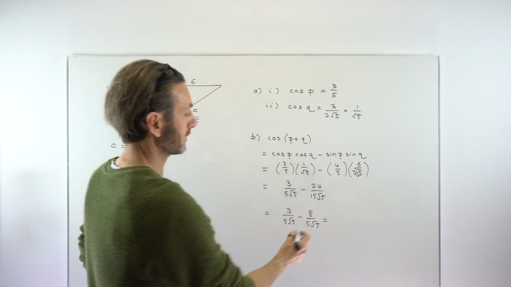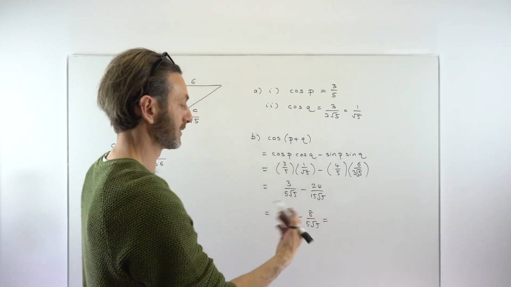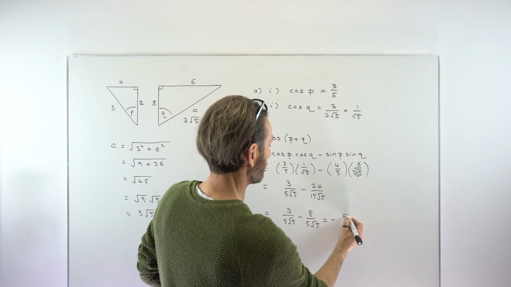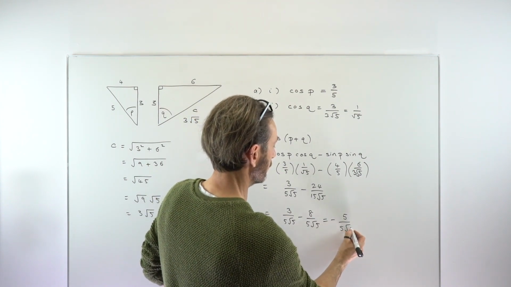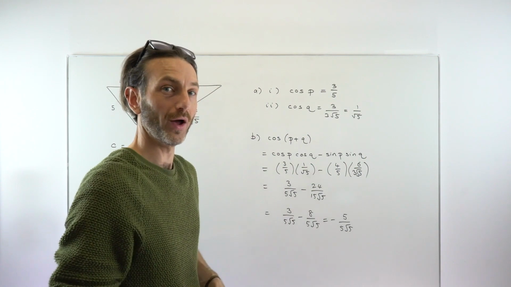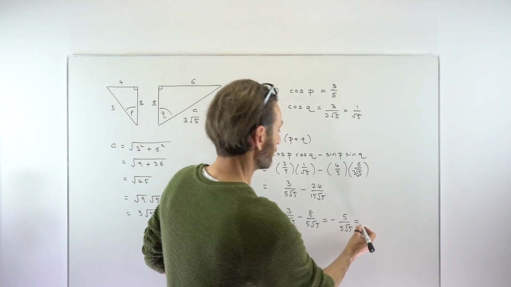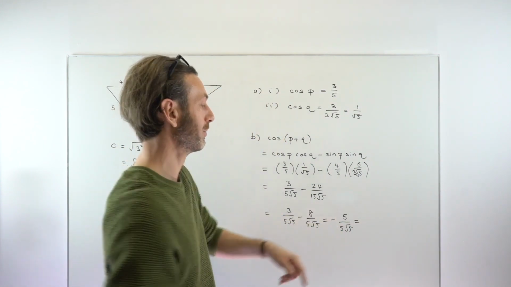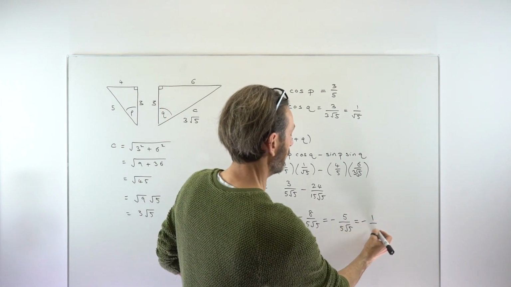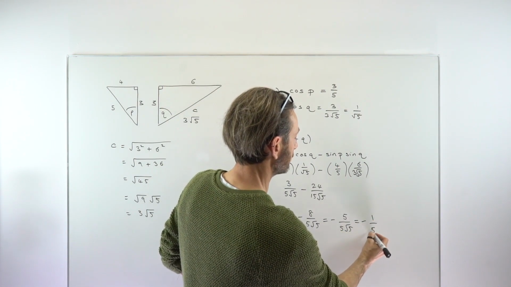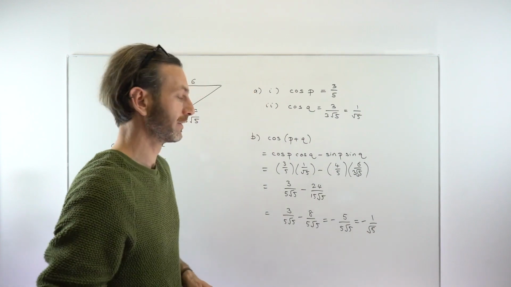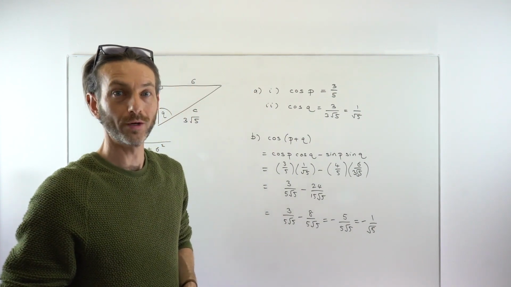And then we're just totaling these together. So 3 minus 8 is negative 5. So it's going to be negative 5 over 5 root 5. Why would they just love the 5s, don't they, in this question? So that will simplify a little bit further because you can divide top and bottom by 5. So it becomes minus 1 over root 5. And that is the final answer for question 4.